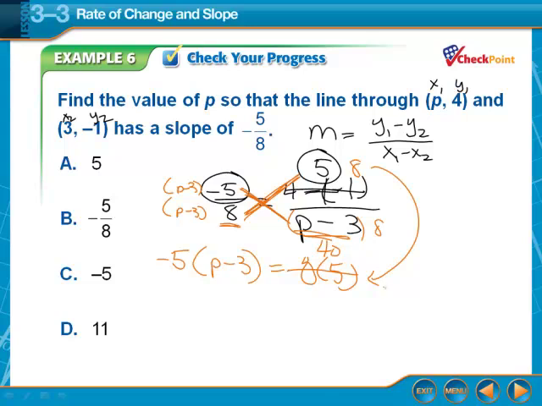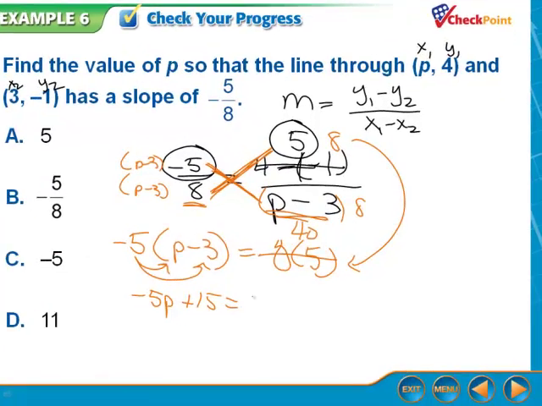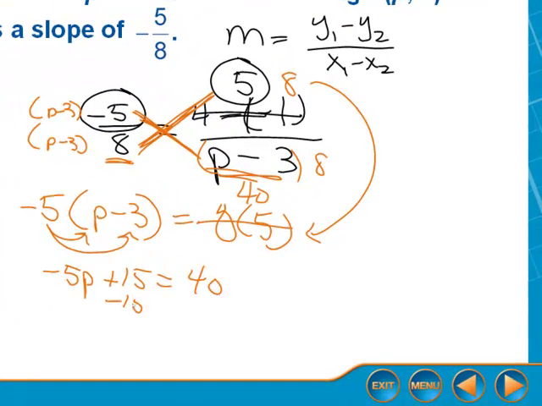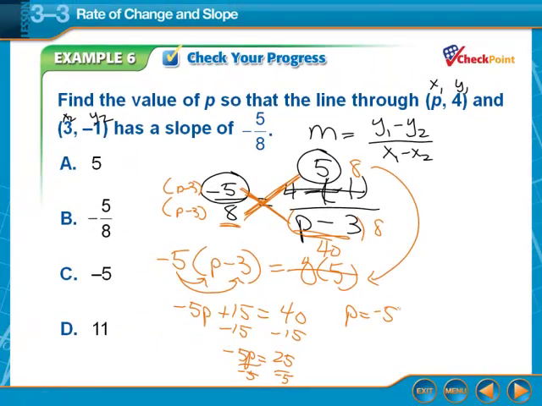Finish solving it. Distributive property. We have that sign change happening. Don't forget that. -5p plus 15 equals 40. Subtract 15. -5p equals 25. Divide by -5. p has to be a -5. See if I'm right. Yep, problem solved.